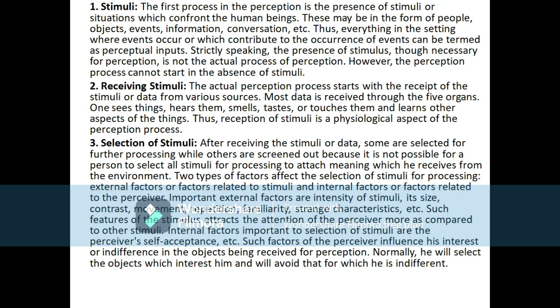Coming to the next topic, selection of stimuli. What is the selection of stimuli? We are getting stimuli from the external environment, and from that data we may receive wide, large information. But we will accept only the information that we need. That information only we will take. So the selection of stimuli, or selection of data, depends upon two factors: one is the internal factor and the other is the external factor.